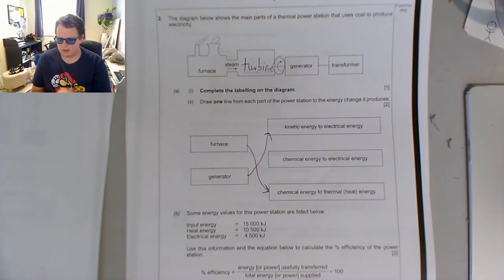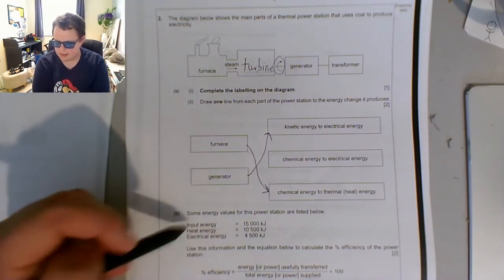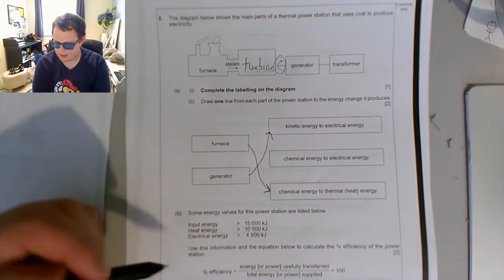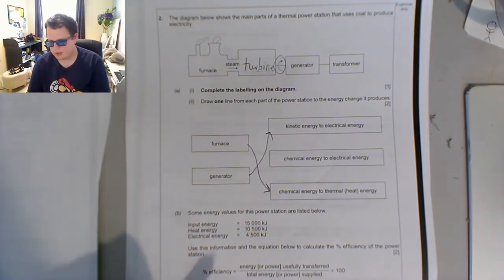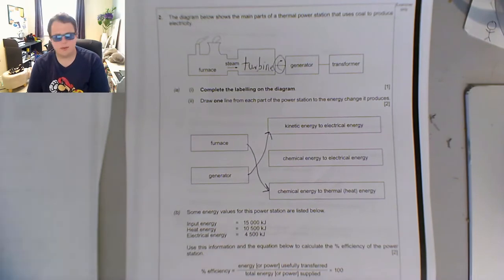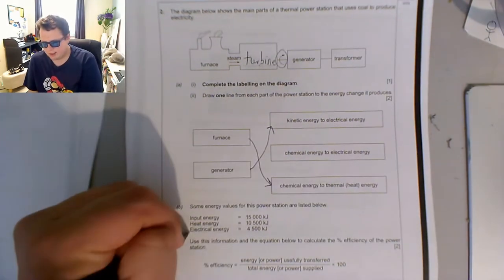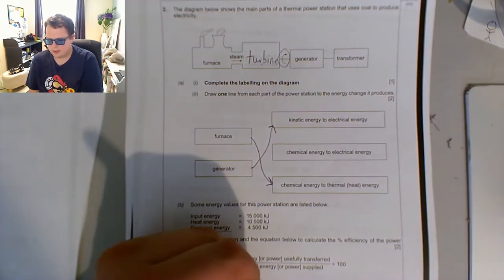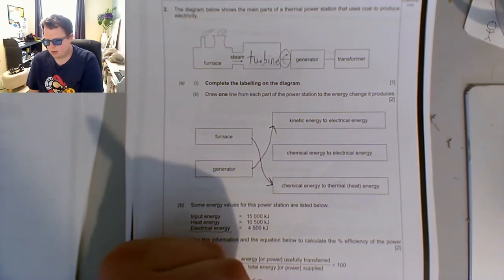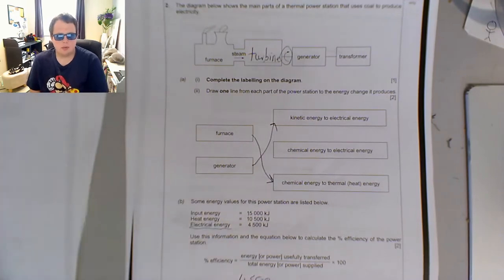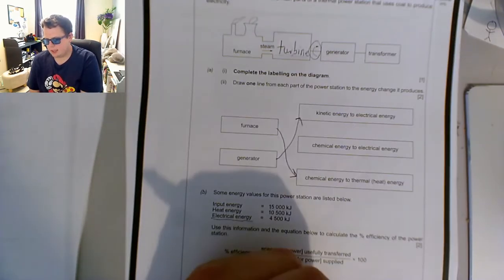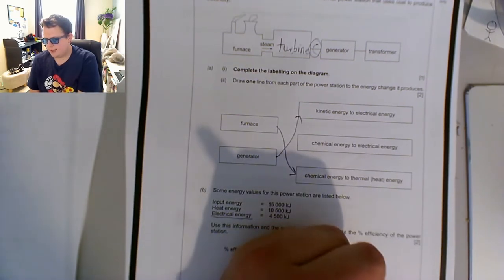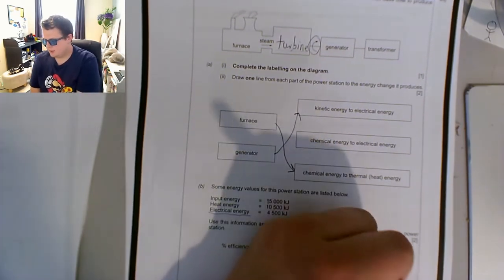Okay, values for the power station. We input that. We have our heat energy, we have our electrical energy. Use this information to calculate the efficiency. So efficiency is useful divided by total. Now, in power stations, the useful energy is the electricity. The total is this number here, the energy supplied. So we put them in, times by 100, because it's asking for percentage efficiency, and that gives us 30%.